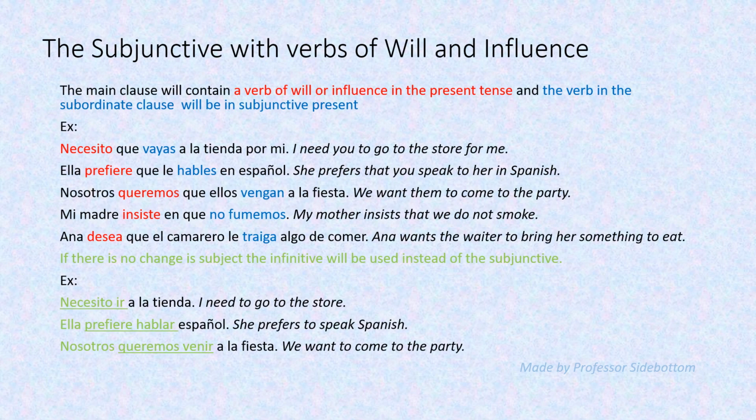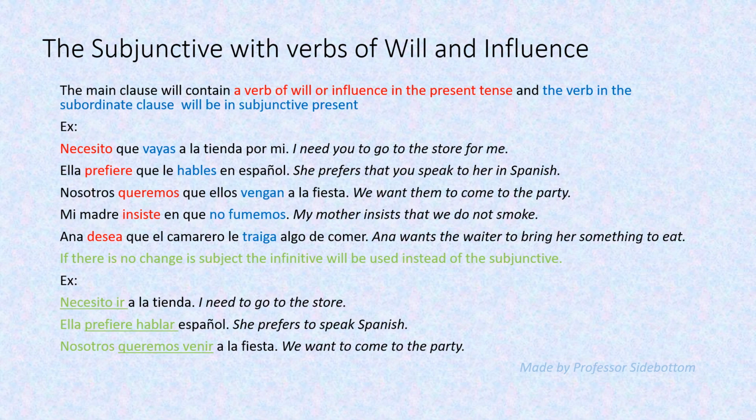Now let's talk about the subjunctive with verbs of will and influence. In the main clause, we will have a verb of will or influence in the present tense, and the verb in the subordinate clause will be in the subjunctive present. And here are some examples. Necesito que vayas a la tienda por mí. I need you to go to the store for me. Ella prefiere que le hables en español. She prefers that you speak to her in Spanish. Nosotros queremos que ellos vengan a la fiesta. We want them to come to the party.